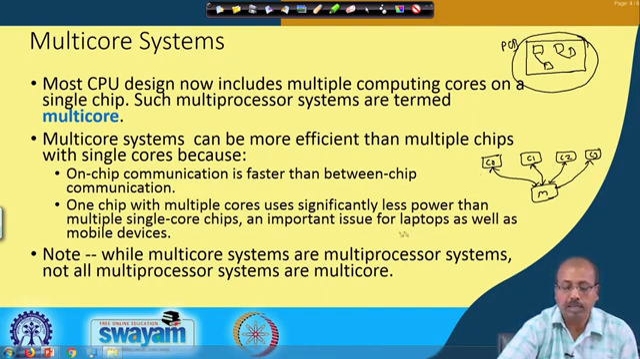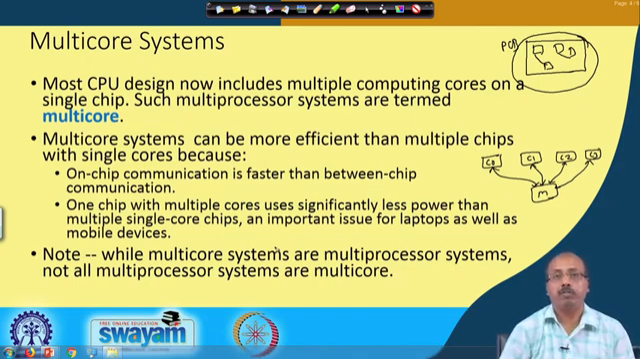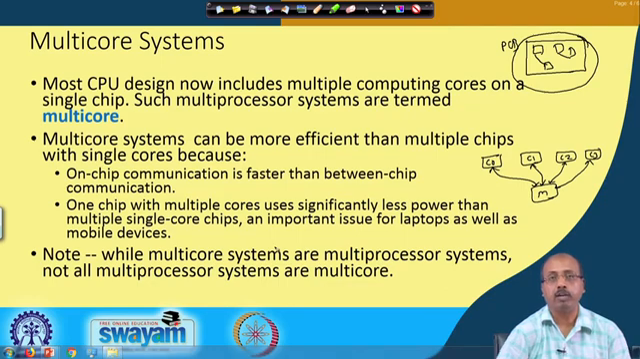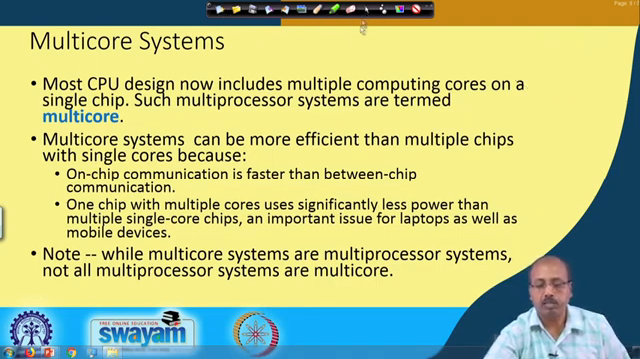This is an important issue for laptops as well as mobile devices, because the overall footprint of the system will become small. So, my mobile phone size can go down, but at the same time its computational power does not decrease. Rather, it increases. If I have got multiple cores, several operations can be done simultaneously. So, multi-core systems are multiprocessor systems, but all multiprocessor systems are not multi-core, because multi-core means all the processors are housed within a single chip, but in case of multiprocessor, it may be the case that we have separate chips for separate processors.